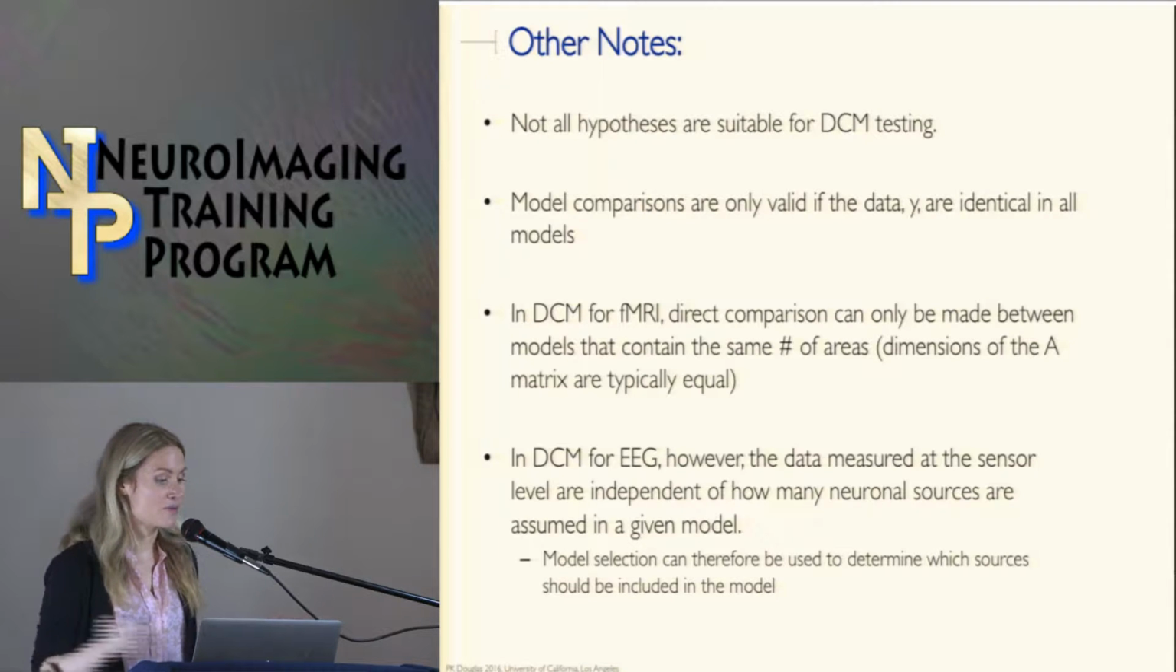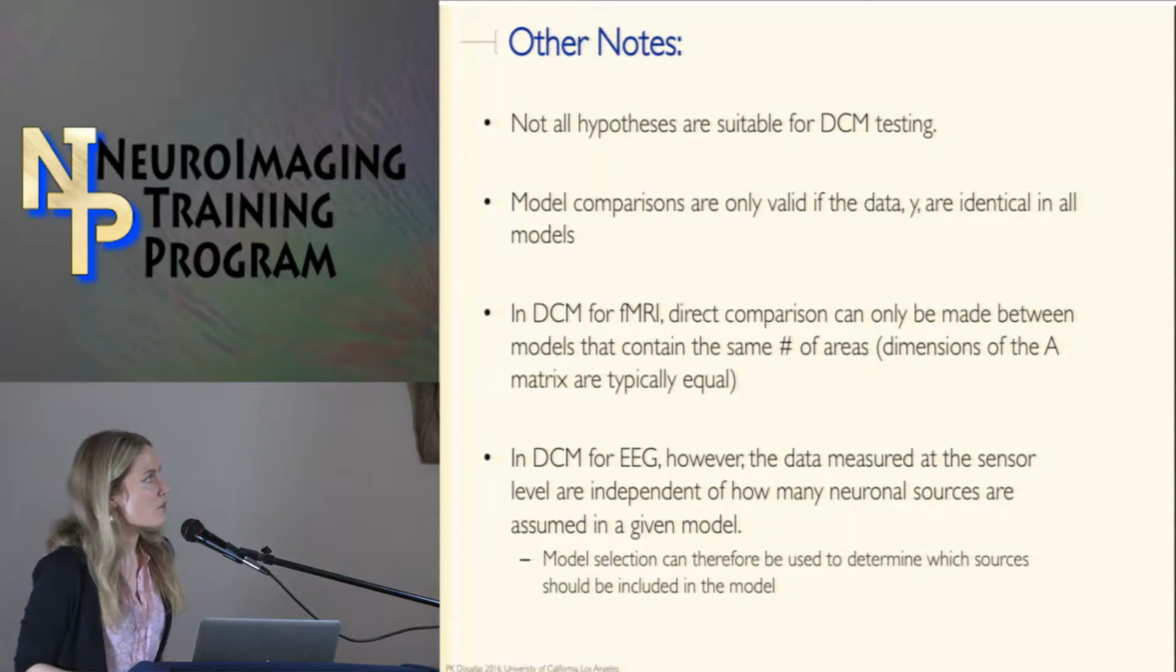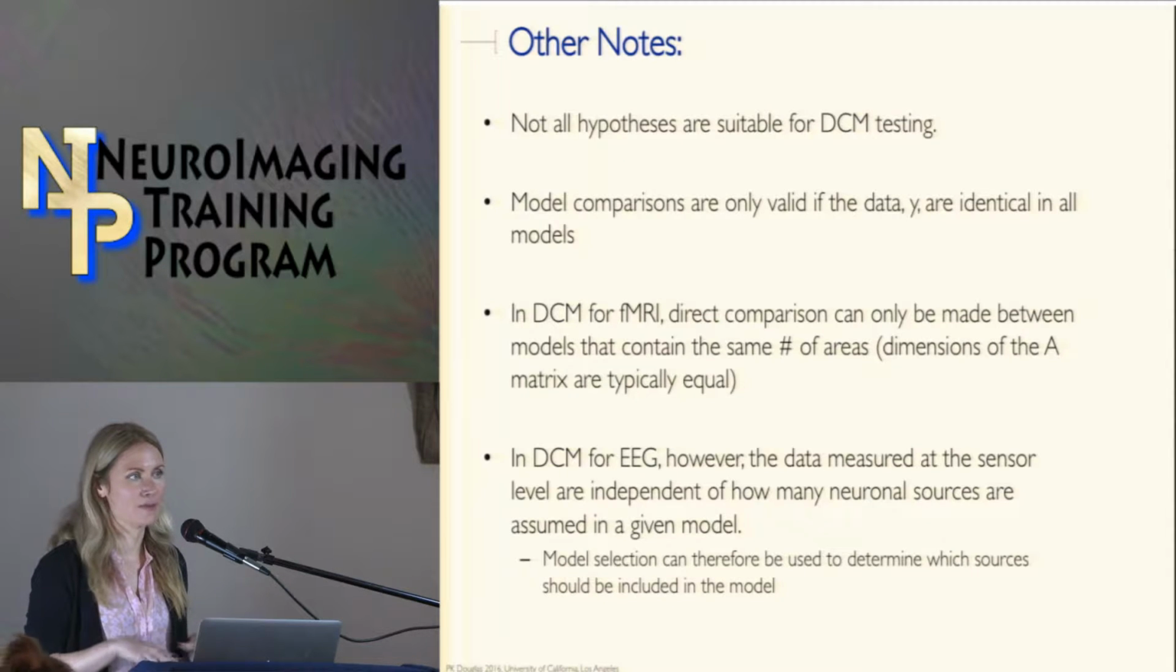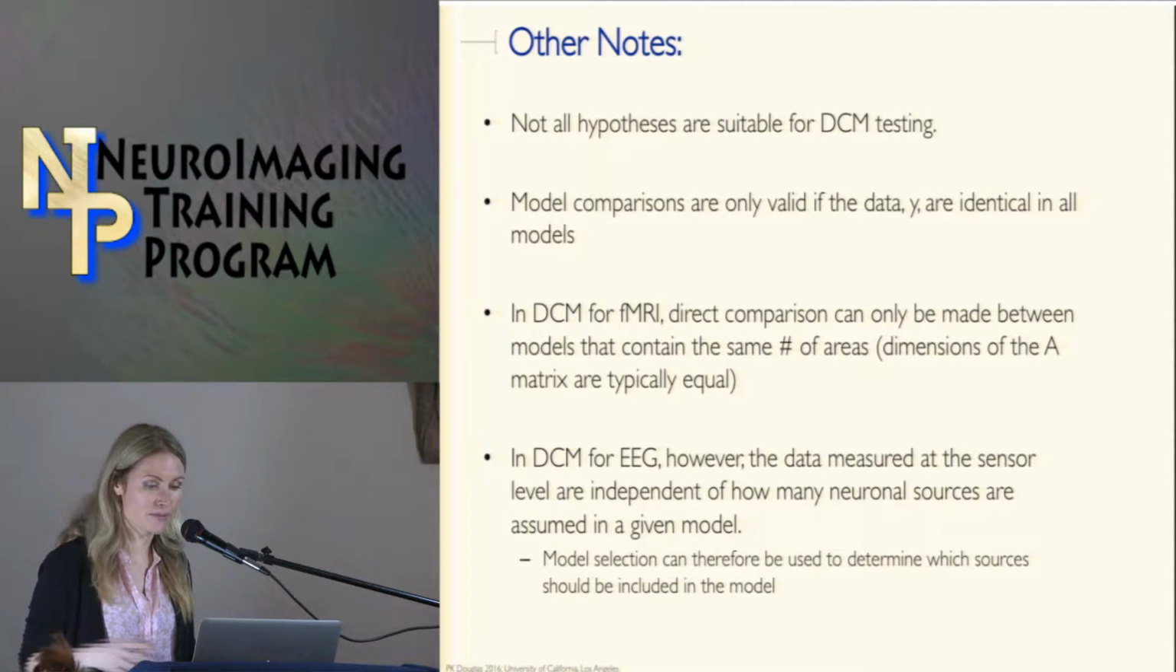The other thing is that model comparisons are only valid if the data are identical in all of the models. So you have to use the same data if you're going to do model comparison. One aspect of fMRI is that the number of ROIs that you consider in your model should all be the same. So you shouldn't have different numbers of ROIs, but for EEG, if you're not sure how many regions you want to consider, you can actually vary that. And so the model selection can be used to determine which sources should be included in your model.